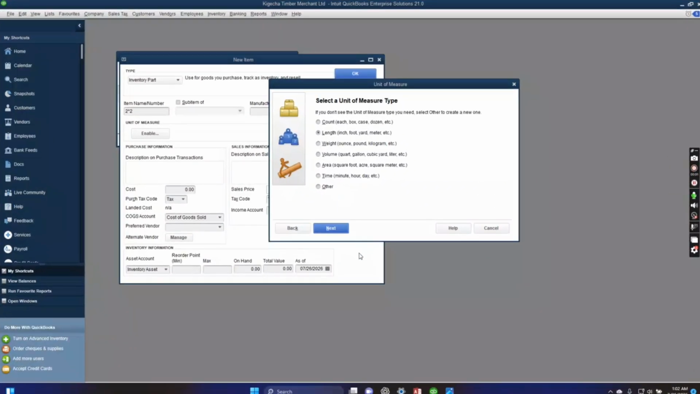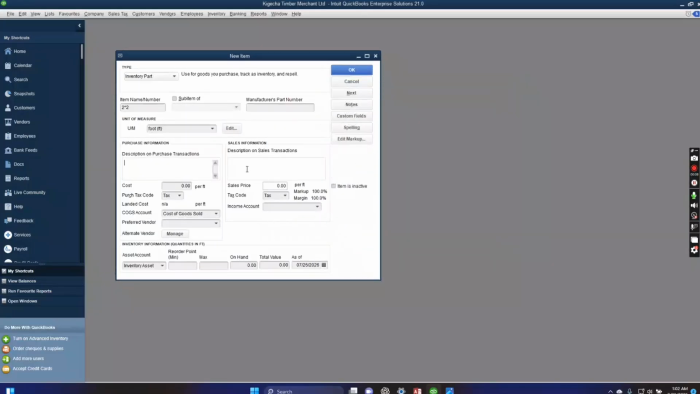Its length, so we set it. Next, then it's this one, then we finish. And this is 2 by 2. The cost is 14 shillings.